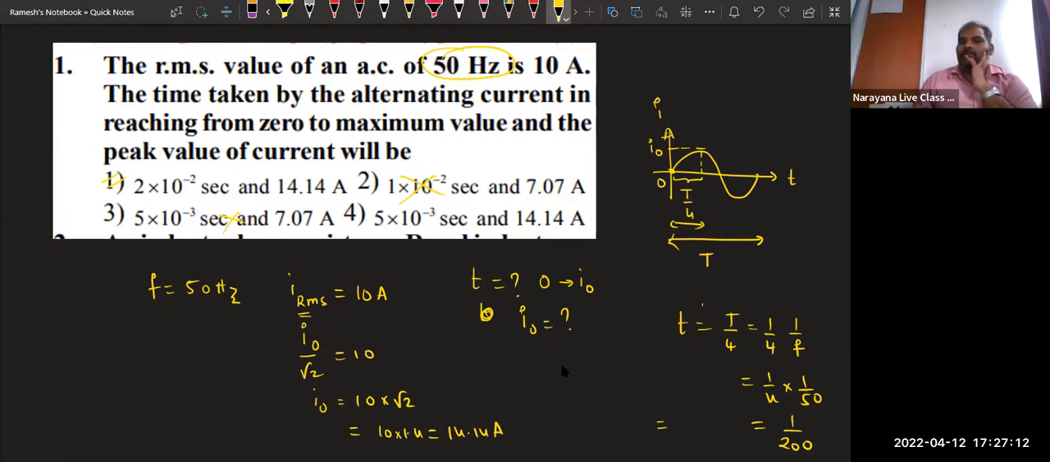1 by 2 into 10 power minus 2 means 0.5 into 10 power minus 2. So option 4 is the perfect answer for the question.